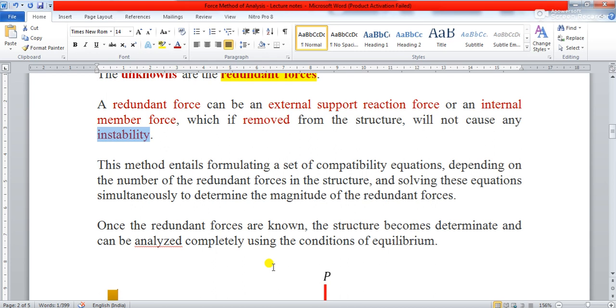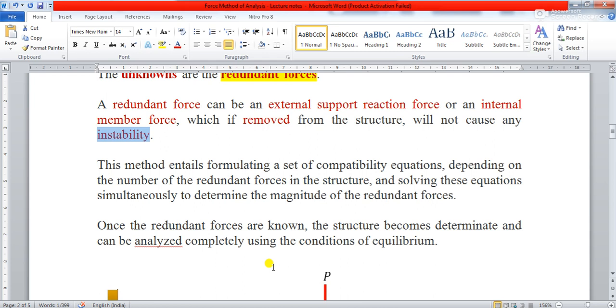Depending on the number of the redundant forces in the structure. So that means what? That means the number of redundant forces you are having in the structure, which you are removing from the structure, depending on the removal of the redundant forces or depending on the number of the redundant forces, you are going to get that many compatibility equations. So if you have one redundant, you are going to have one compatibility equation. If you are having two redundants, you are going to have two compatibility equations. If you are having three redundants, you are going to have three compatibility equations.